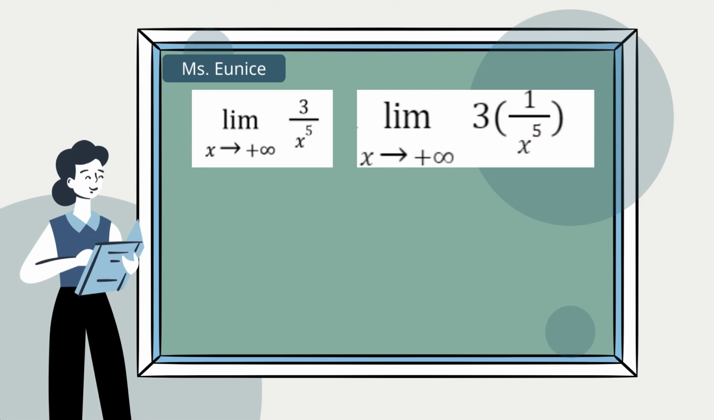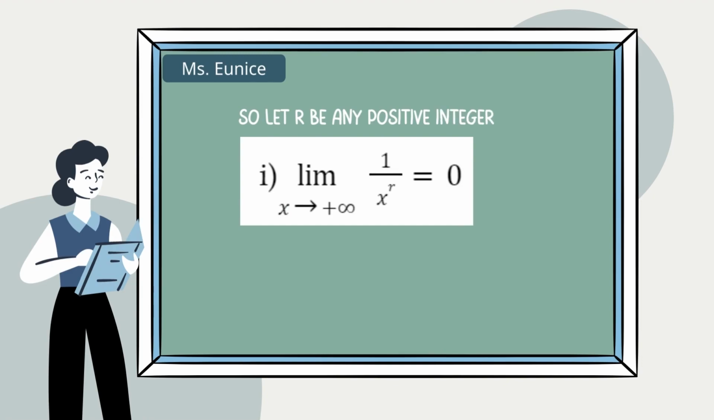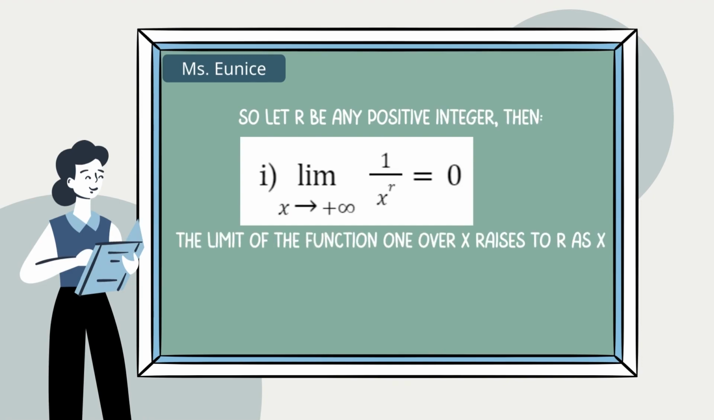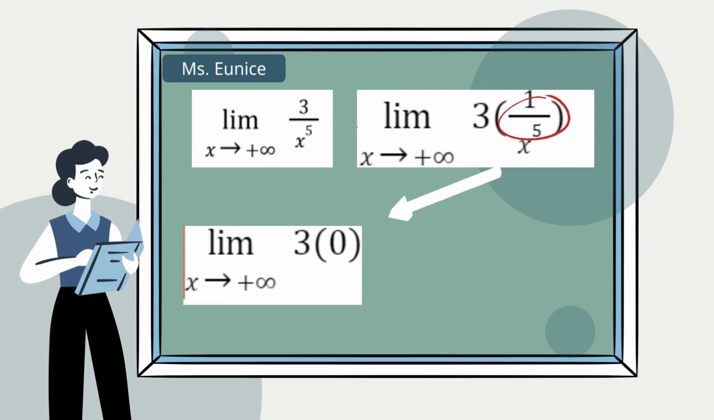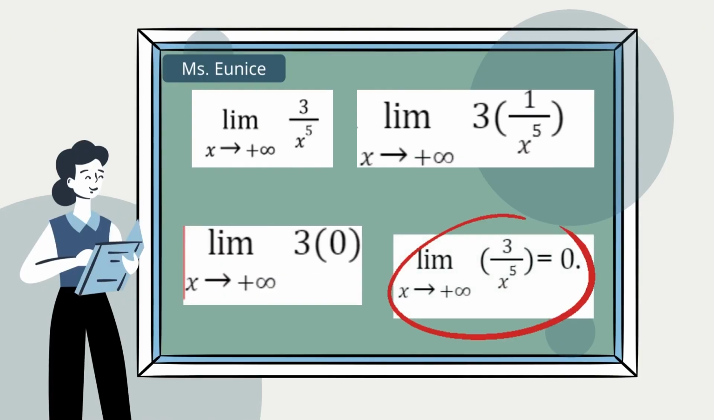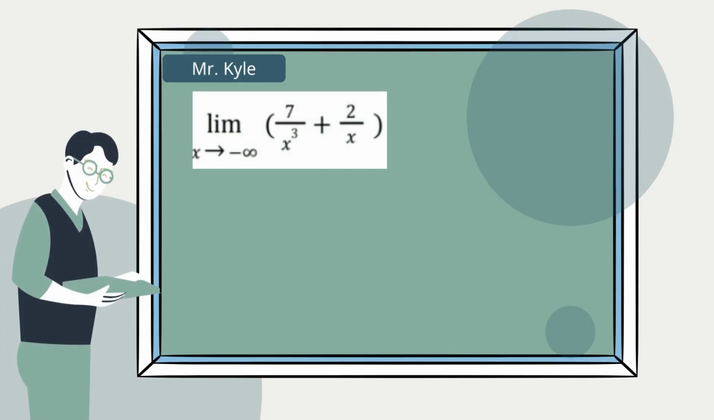Since the theorem clearly states that the limit of 1 over x raised to r as x approaches positive infinity is equal to 0, it will become 3 multiplied by 0. So the limit of 3 over x raised to 5 as x approaches positive infinity is equal to 0. Now, let's proceed to the next example.